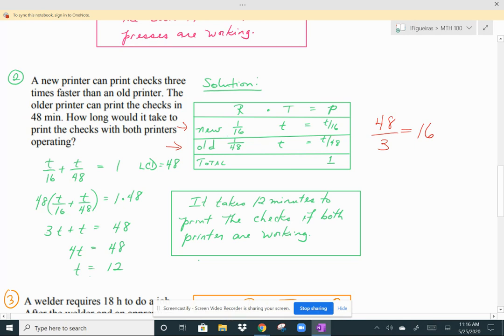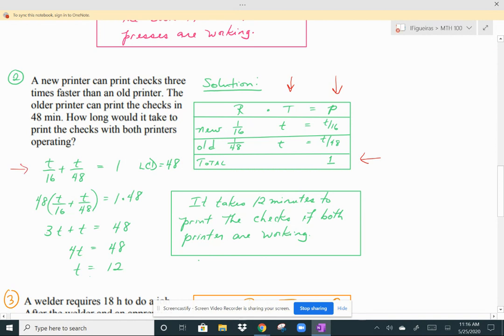Again, we want to know how long it would take to print the checks if they're both working at the same time, the old printer and the new printer. So once again, that is your unknown, and I'm using T. So P is rate times time, so we get T over 16 and T over 48, and when the whole job is done, that equals 1, right? So that's your equation.